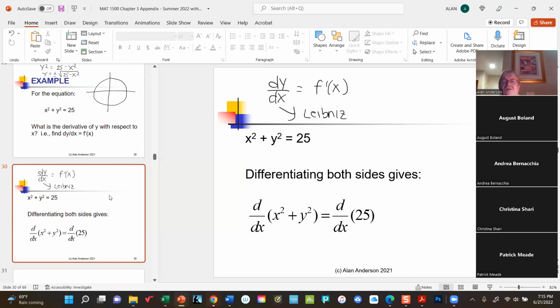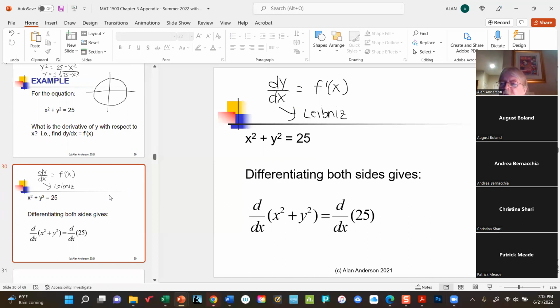But sometimes each type of notation has its own uses. It's not the case that one of them is clearly better than the other. It's just that sometimes one of them makes more sense than the other. So we'll use the one that works for that particular problem. So we'll differentiate both sides of the equation.